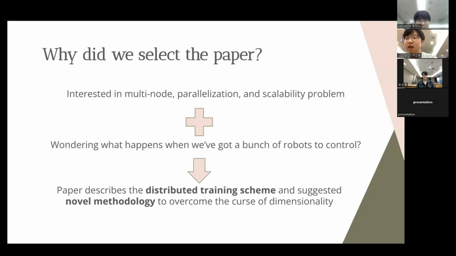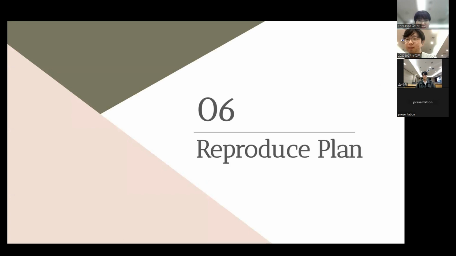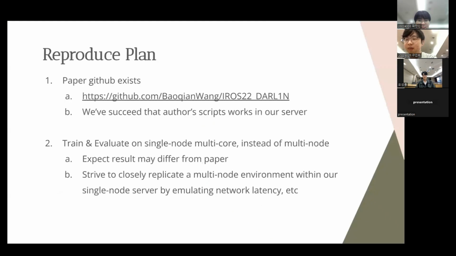Then we'll move on to how we'll reproduce the paper. The paper's GitHub exists and the code is uploaded. While preparing this proposal presentation, we tried to check whether the provided code runs well, and we finished setting up the server to run the code. One big problem while reproducing the paper is that we cannot use a multi-node server. So the reproduced result may differ from the paper. When that happens, we'll try to emulate a multi-node environment using multi-core or NUMA concepts. This would include emulating network latency and other factors.